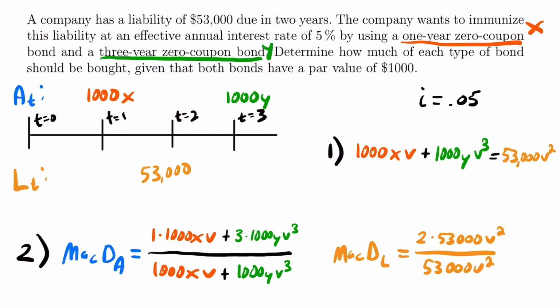Right? We're already saying that in order to be immunized, the present values of the assets and liability need to be equal. So assuming that is true, then in order for the durations to be equal, these numerators should be equal. So here's the actual second equation that we will work with. We will set this numerator equal to this numerator and have 1,000 x times v plus 3,000 y v cubed, and that will be equal to 2 times 53,000 times v squared, which will give us 106,000 v squared.